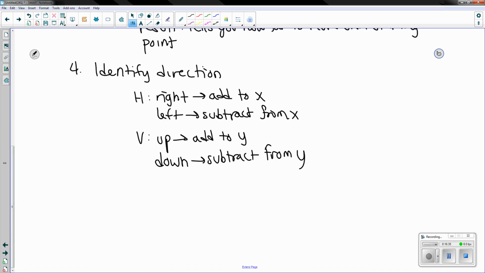So once you identify direction, then apply distances to the coordinate. And how you apply it, again, is written down below.